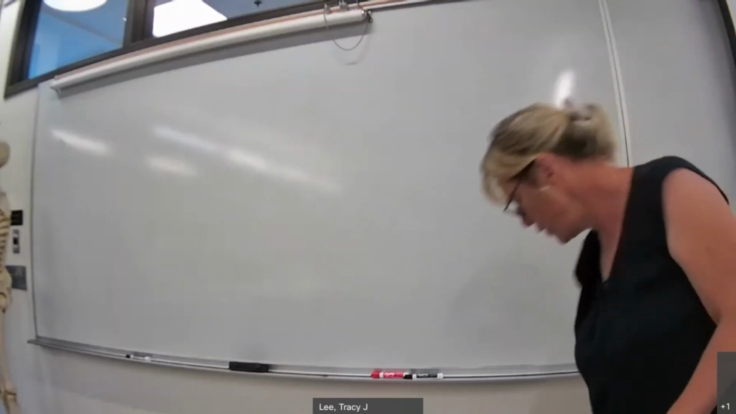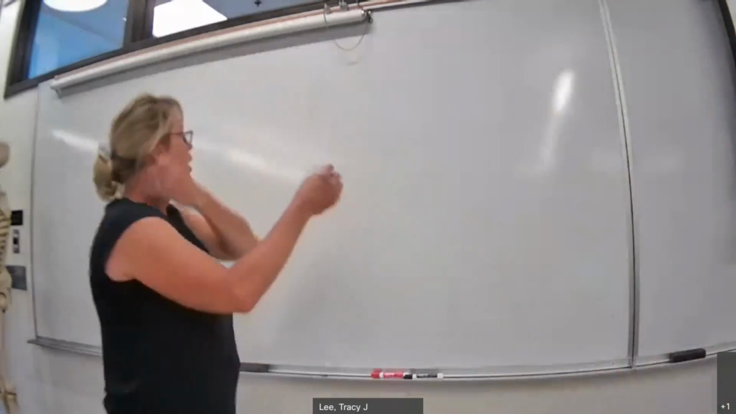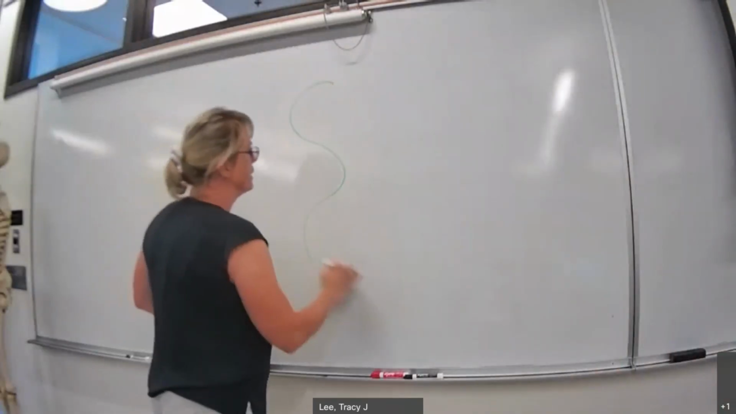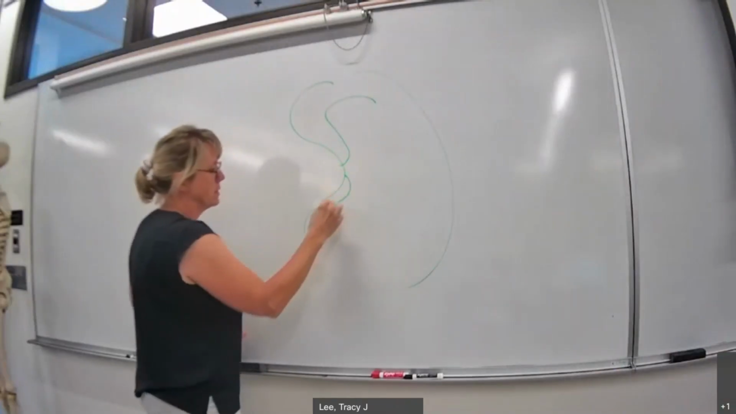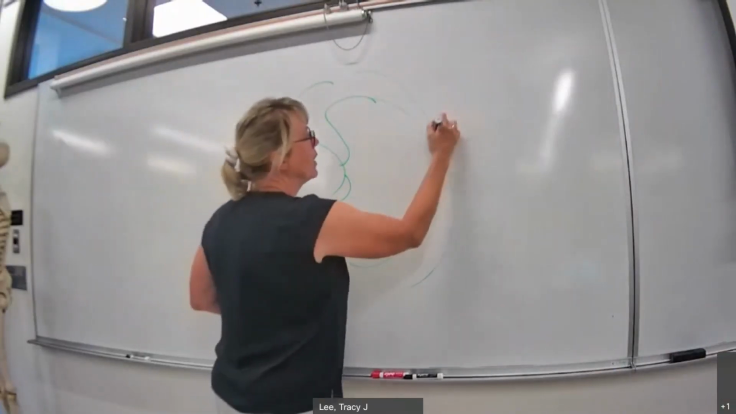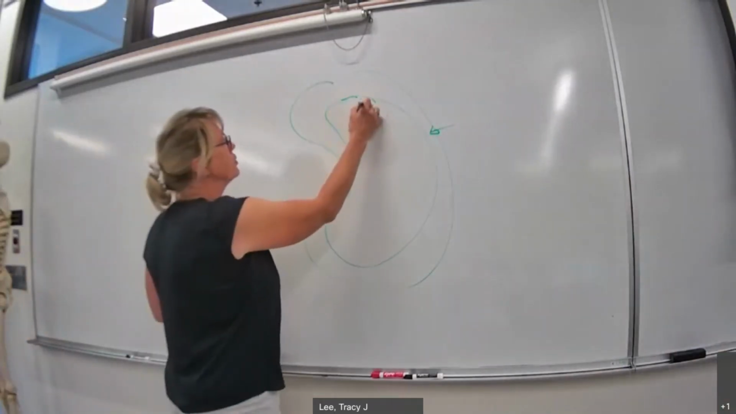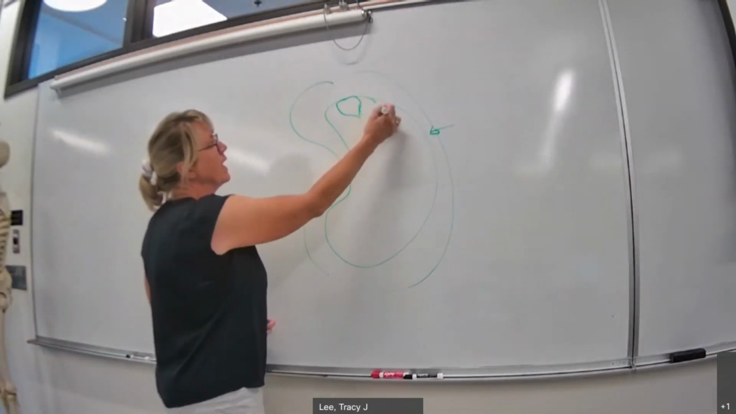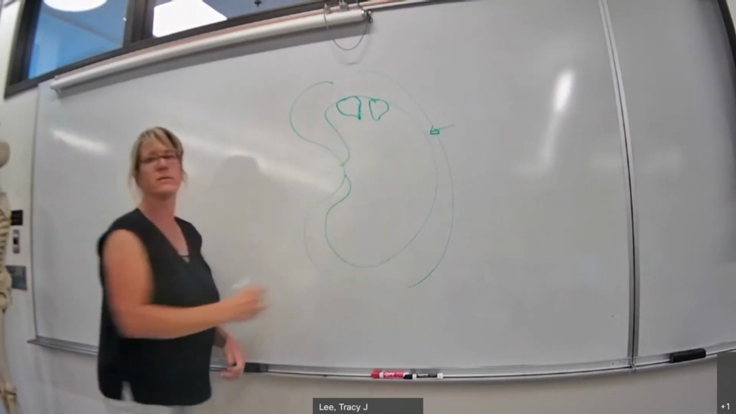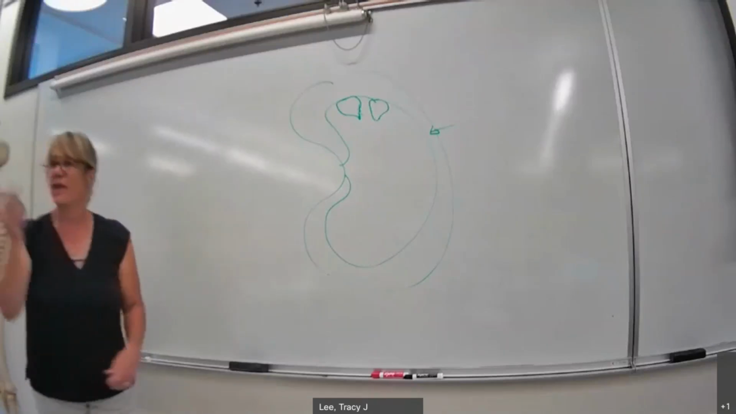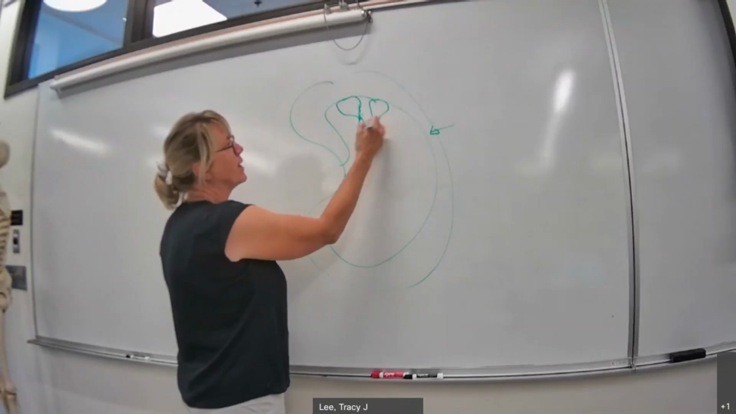Okay, so let's review some of our kidney stuff. On our kidney, we drew the outer part. What do we call this outer part? Cortex. The inner part was the medulla. In the medulla, we had these pyramids, right? What was at the bottom of the pyramid? Yeah, the papillae. And they go into the small branches.